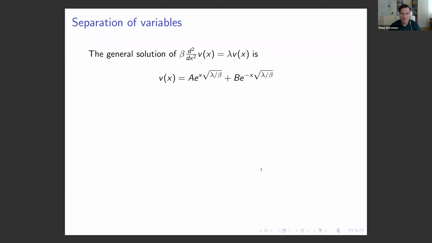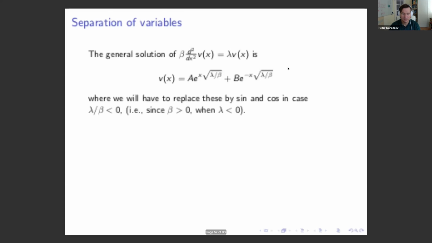And we know how to solve this ODE, right? Its fundamental solution is given by increasing and decreasing exponentials like this, depending on the eigenvalue lambda. So it's e to the x root lambda over beta and e to the negative x root lambda over beta, where we'll have to replace these by sine and cosine if those square roots are imaginary.